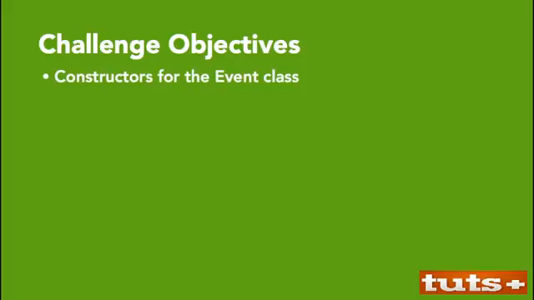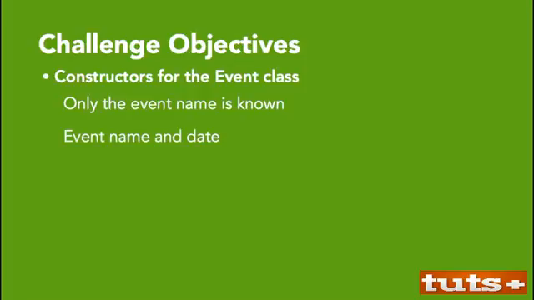Now that we have all the instance data defined, let's talk about the constructors needed for the event class. Let's add at least 3 constructors. One will be used when only the event name is known. The second constructor will have the event name and the date of the event. And the third constructor will have the event name, the date, and the number of guests.